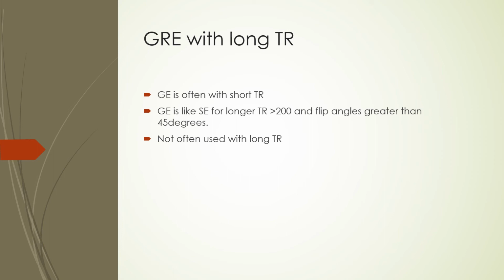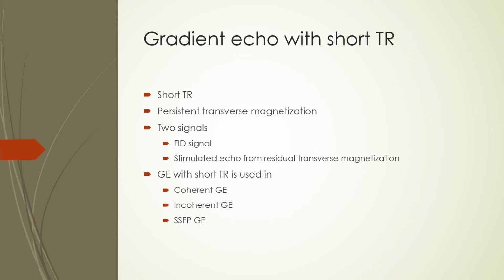The major difference is that image contrast is based on T2 star rather than T2, because external magnetic field inhomogeneities are not cancelled. Recall that we cancel T2 star effects in spin echo sequences with the 180-degree refocusing pulse. In a gradient echo sequence, there is no 180-degree refocusing pulse. In most situations, however, gradient echo imaging is not useful with long TR, except when contrast produced by magnetic susceptibility differences is desired. Gradient echo is often done with short TRs.